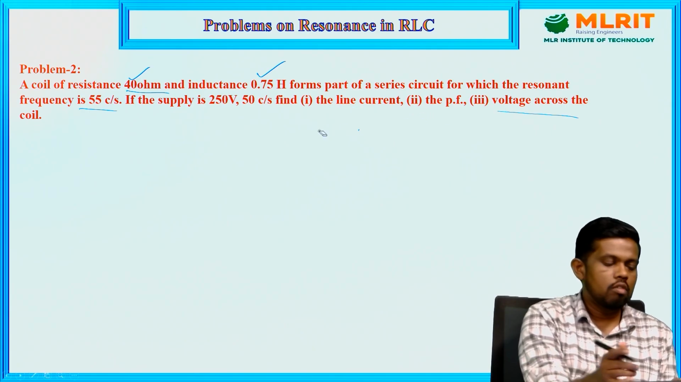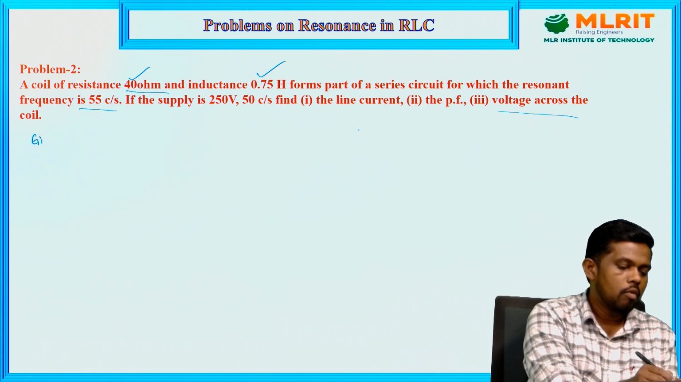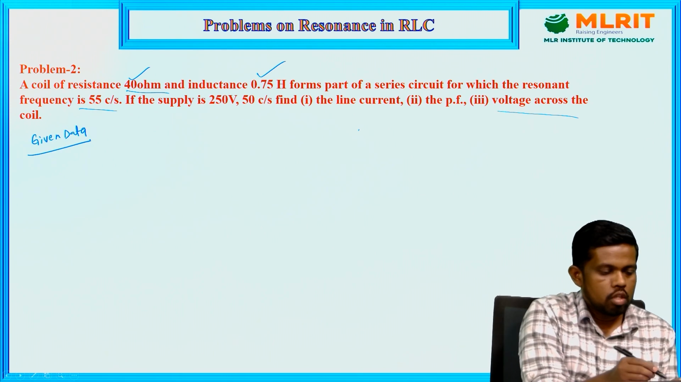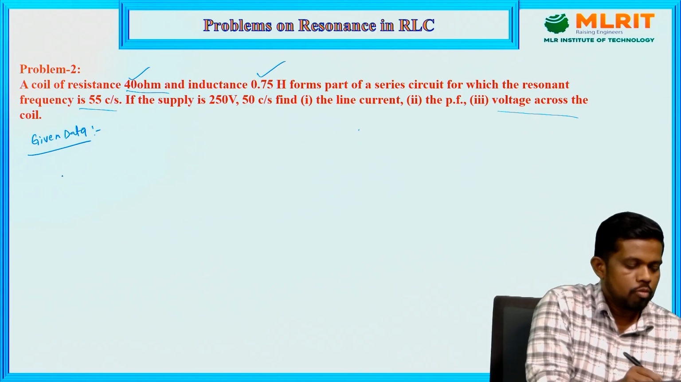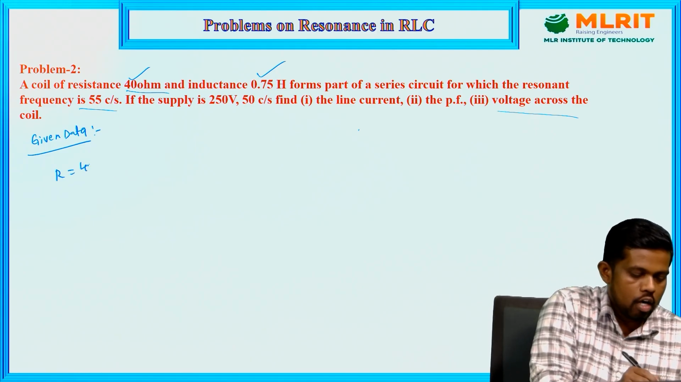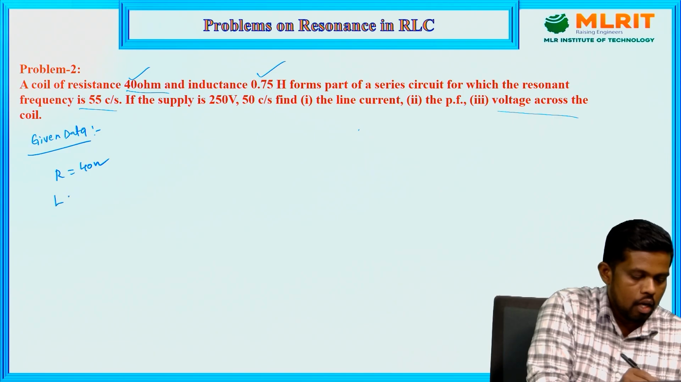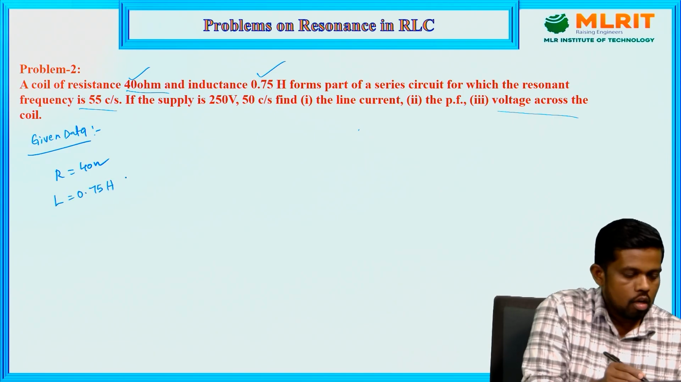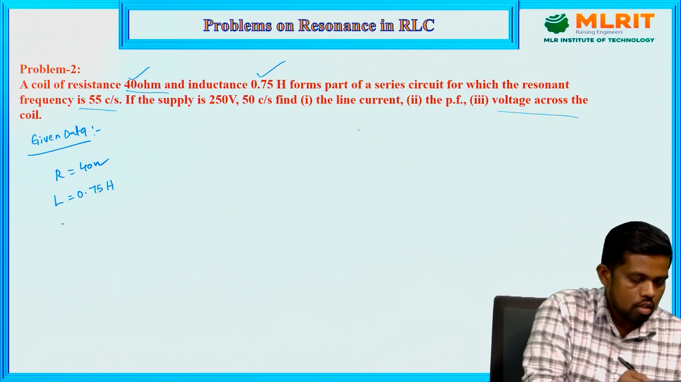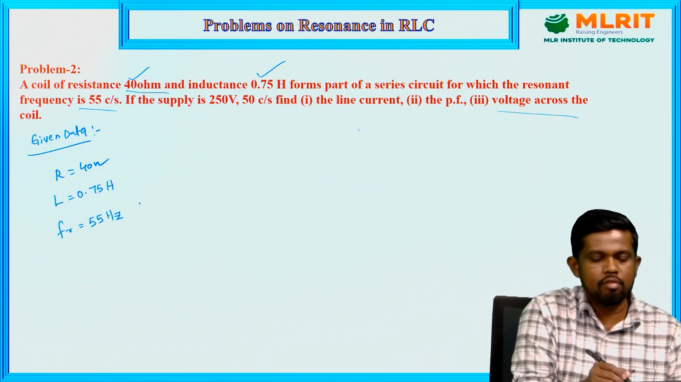So for this, we need to quickly go through the given data. So we will take the given data of the network. This is the given data. R equal to 40 ohms is given. Then the L value is given as 0.75 Henry, and then the frequency, that is FR, is mentioned as 55 hertz. 55 cycles per second means 55 hertz.